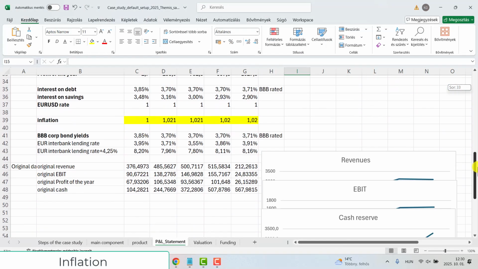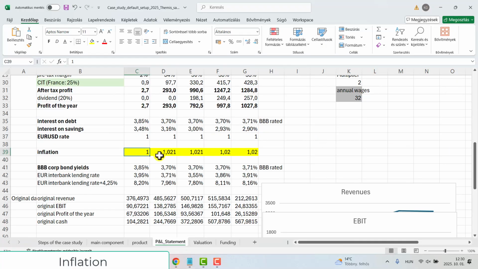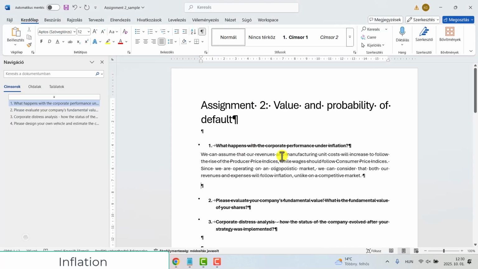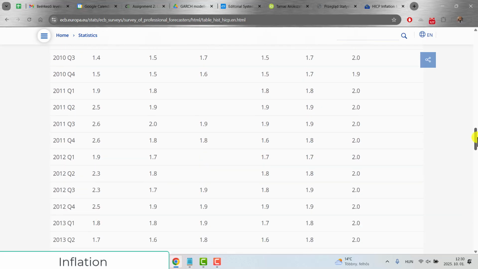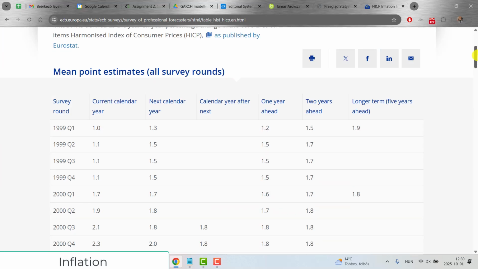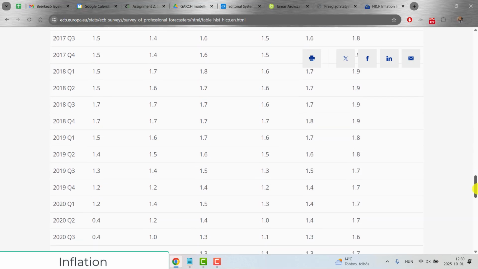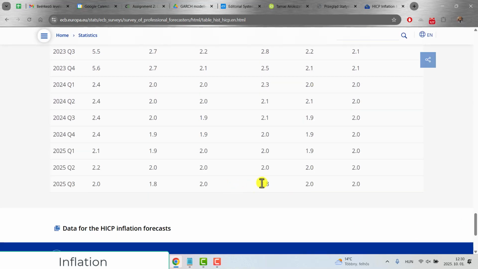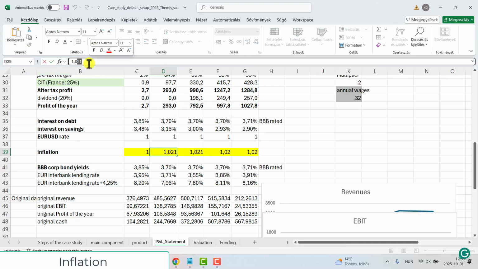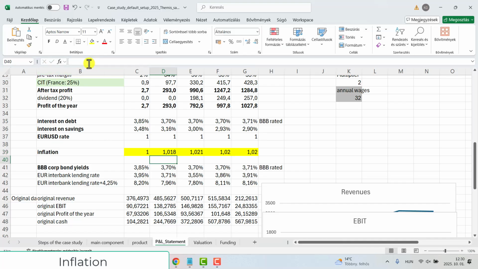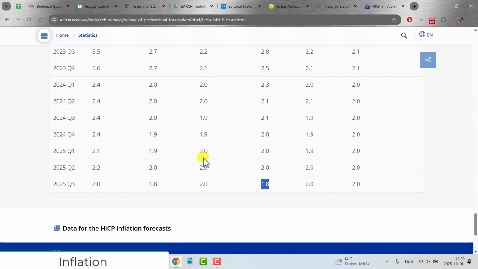Okay, so let's update because we already have inflation. So this year, 1. Next year should be considered as a higher number. 1 year ahead, so we have to look for this column here. It's just 1.8. Yay! Lower. Then 2 years ahead, it's 2.0.